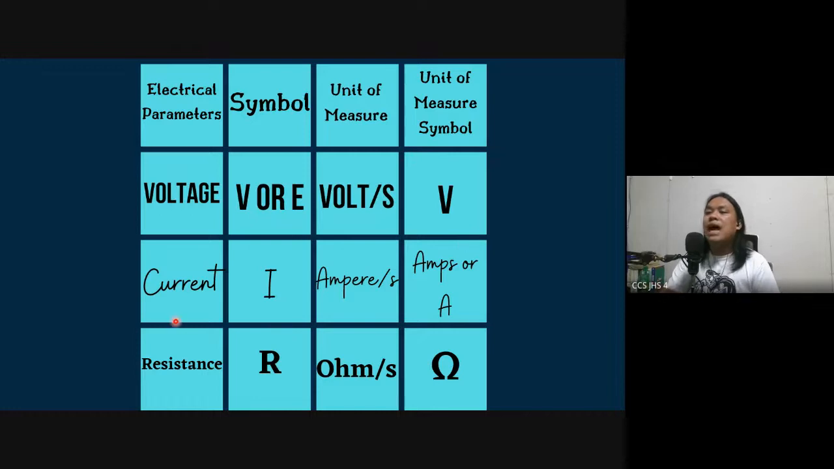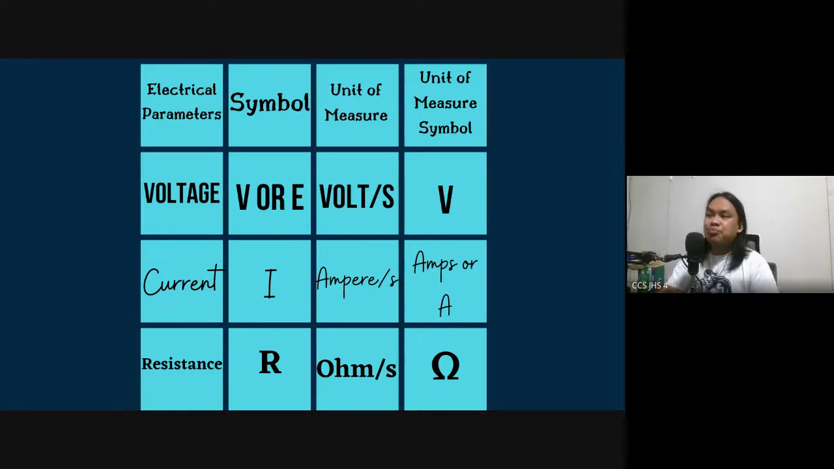Next, we also have current. The symbol for the electrical parameter current is letter I. The unit of measure is ampere or amperes, and the symbol for amperes is amps or as simple as capital letter A. So either of the two will work as well.